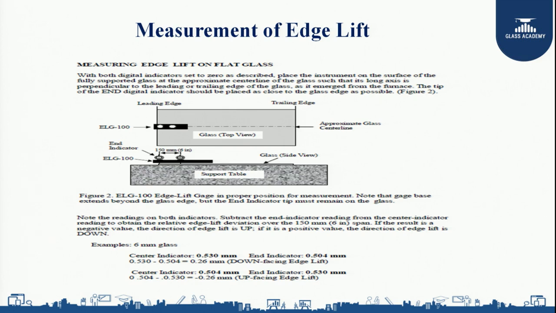So my actual edge lift comes out to be the center indicator minus the end indicator, which is 0.530 minus 0.504, which is positive 0.0026, which indicates downside. I am getting the edge lift on the downside. In the similar case, if my center indicator is 0.504 and the end indicator is 0.530, when I subtract the center indicator minus the end indicator, I get a negative value, which indicates my edge lift is on the top surface.